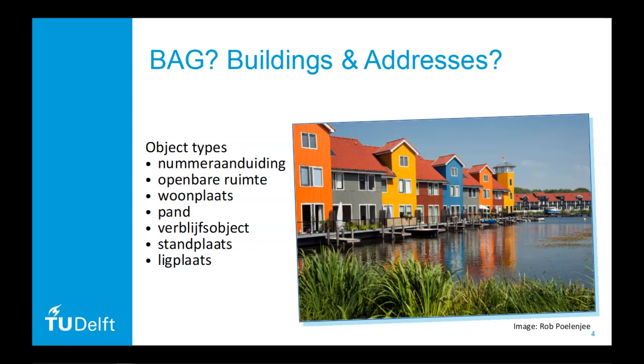Zooming back in to the actual data in the BAG, we see that there is a number of object types defined. Most interesting for us at the moment is the object type pand, as this includes the ground surface of the building, which we can use in our GIS. However, the buildings are represented by ground surfaces, just flat contours of buildings, and no height information is included.